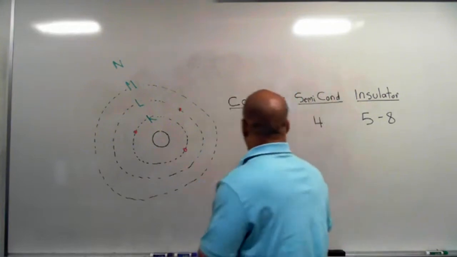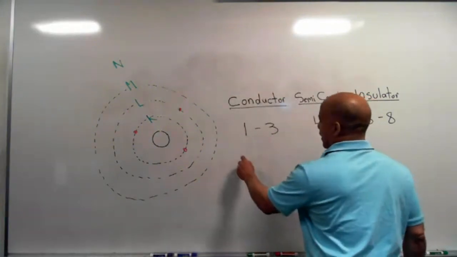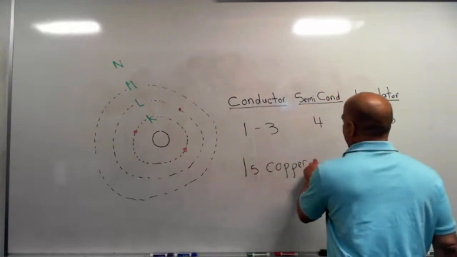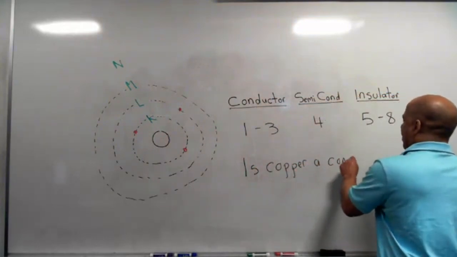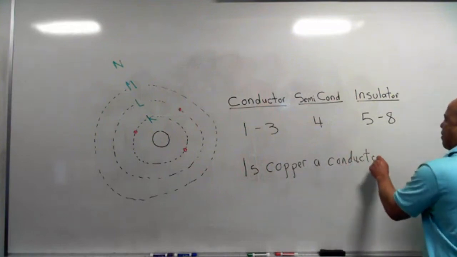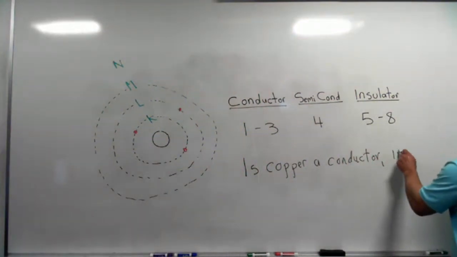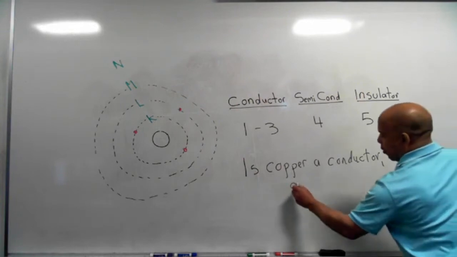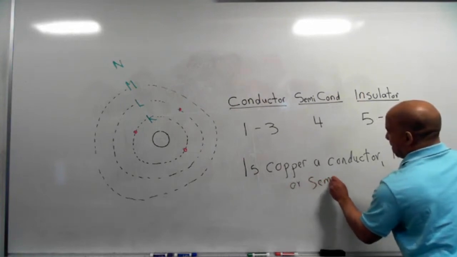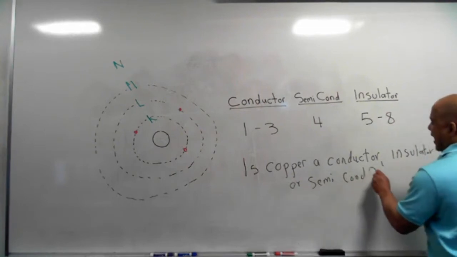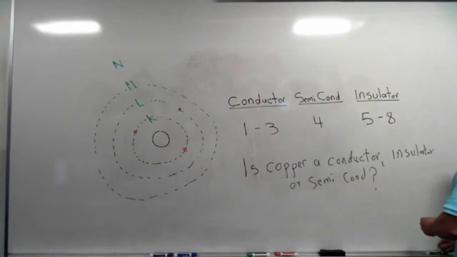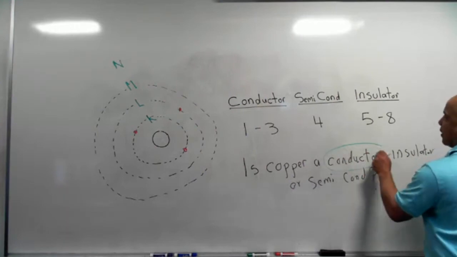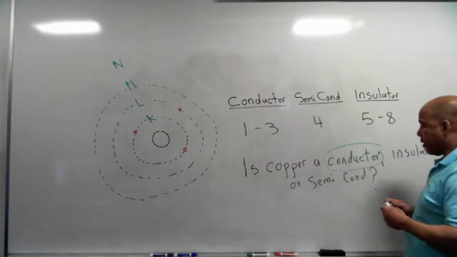So how would I start that? I want to know, is copper a conductor, insulator, or semiconductor? And we know the answer. We know, in fact, that it is a conductor. But how would you prove that using this table right here?